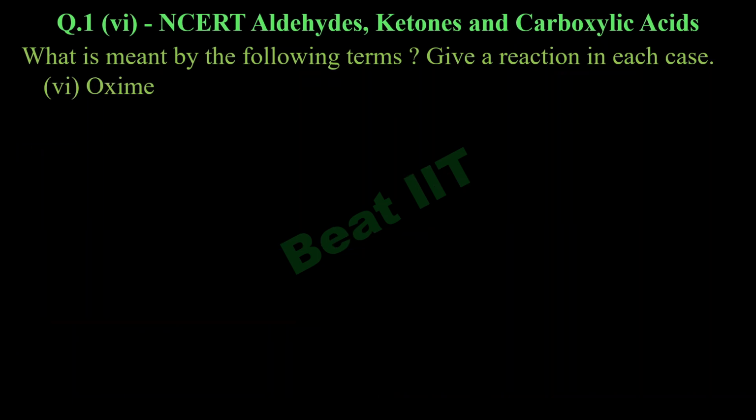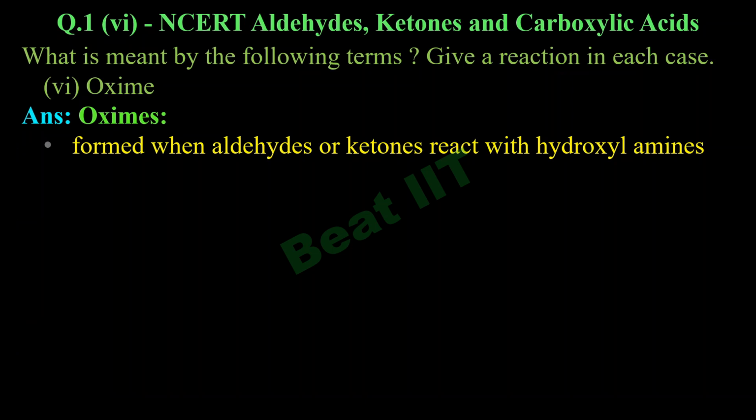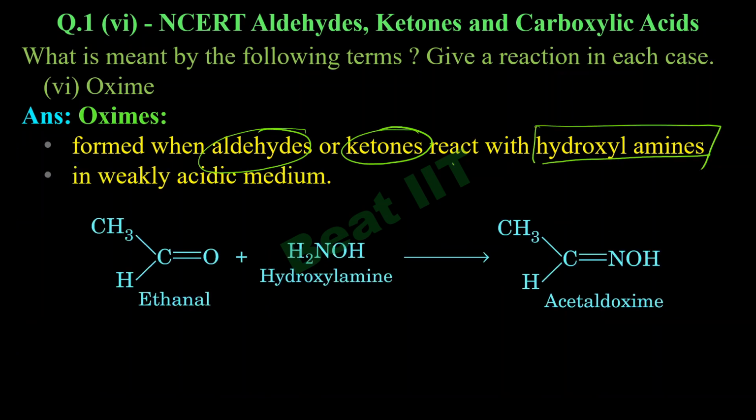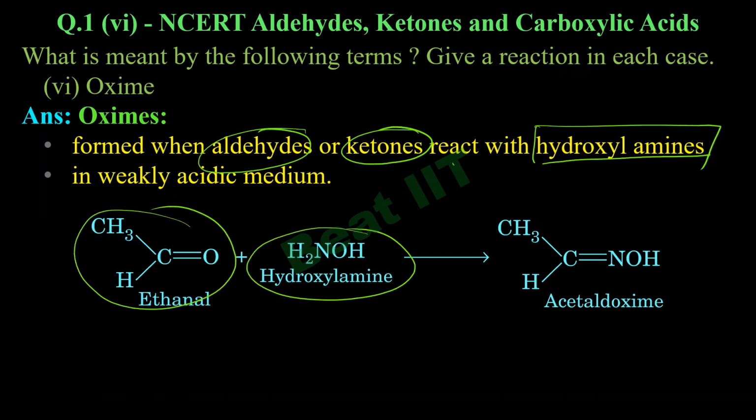Oxime. Oximes are formed when aldehydes or ketones react with hydroxylamine in a weakly acidic medium. This is the reaction. You have an aldehyde here, you have hydroxylamine here. When they react, they produce oxime. This is known as acetaldoxime.